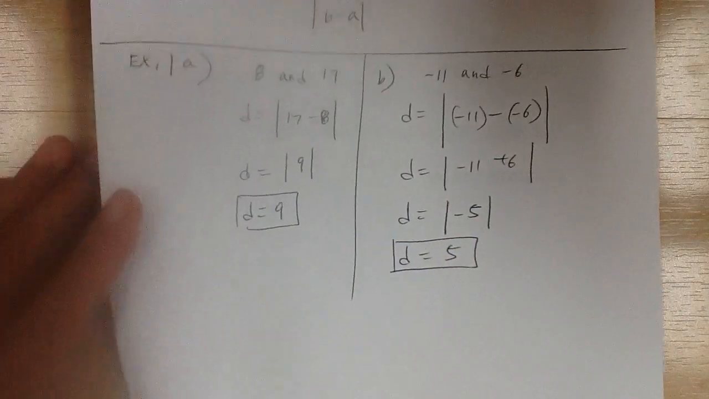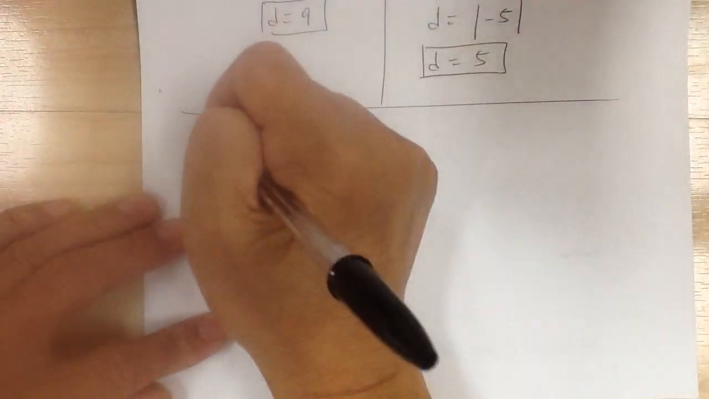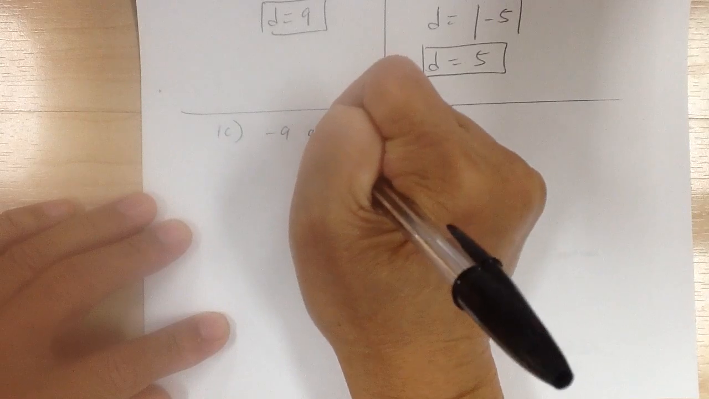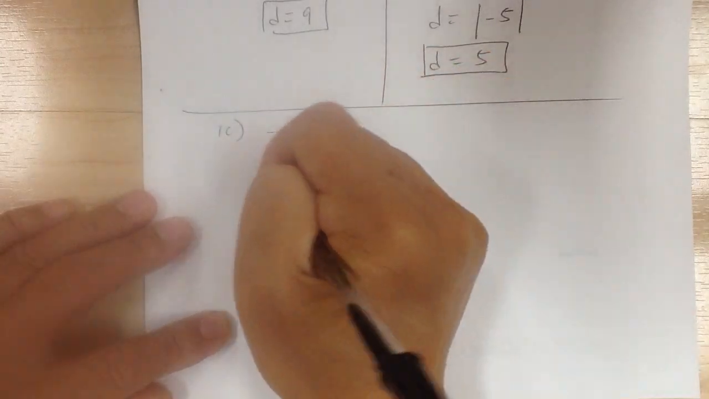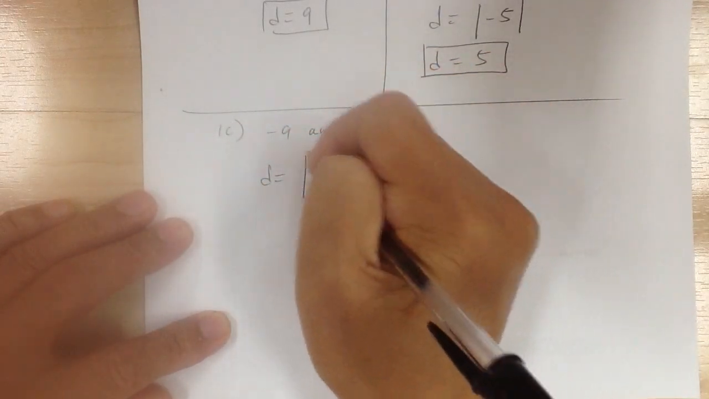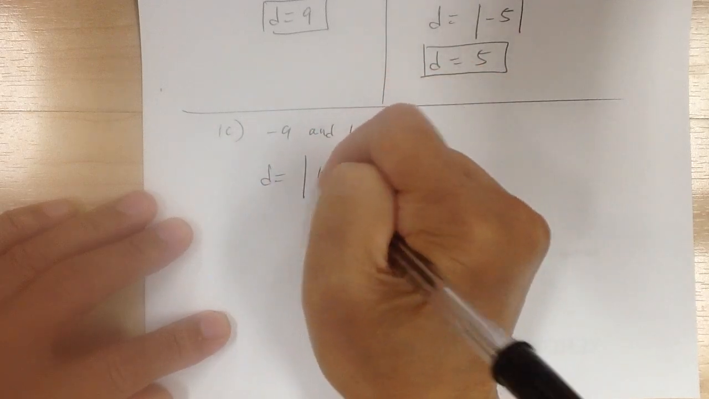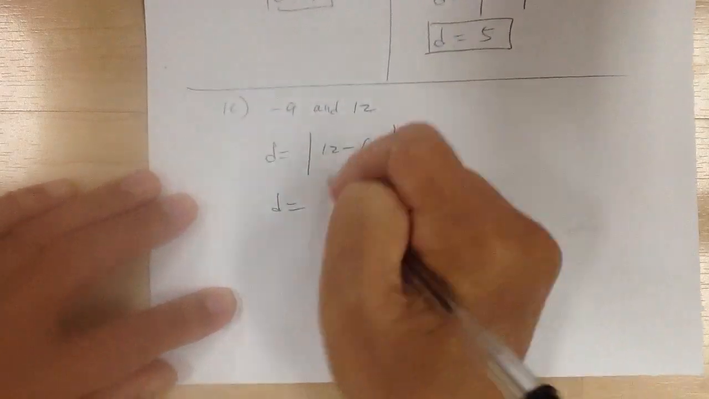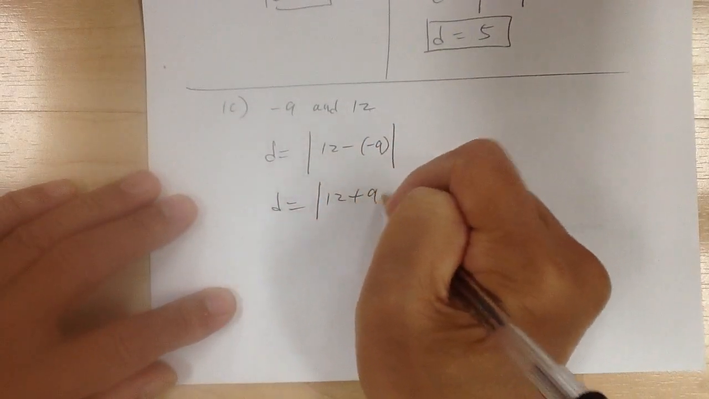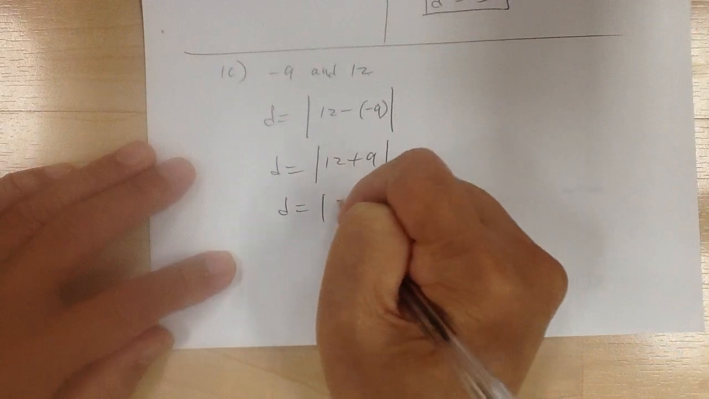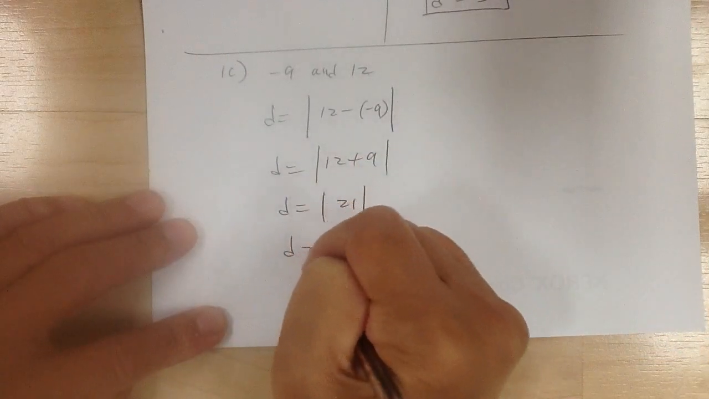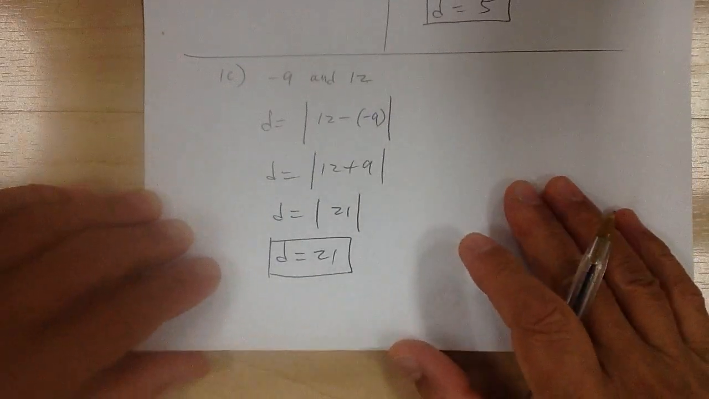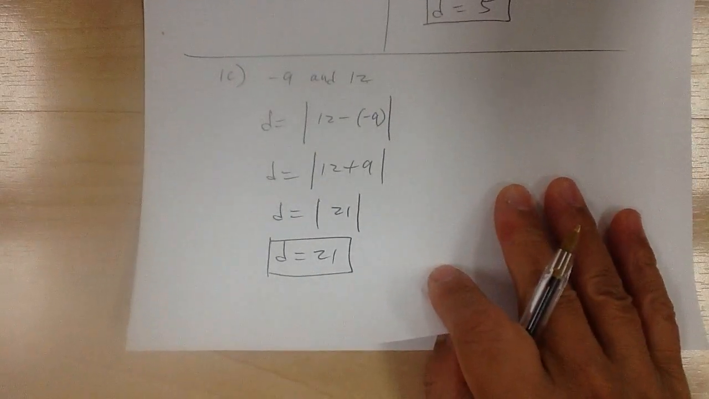Okay, then let's go to C. You have negative 9 and 12. Again, the distance between them would be the end minus the beginning. If you simplify, you get 12 plus 9. So the distance equals the absolute value of 21, so the distance equals 21. As long as you remember the definition of distance, then you will be in good shape.